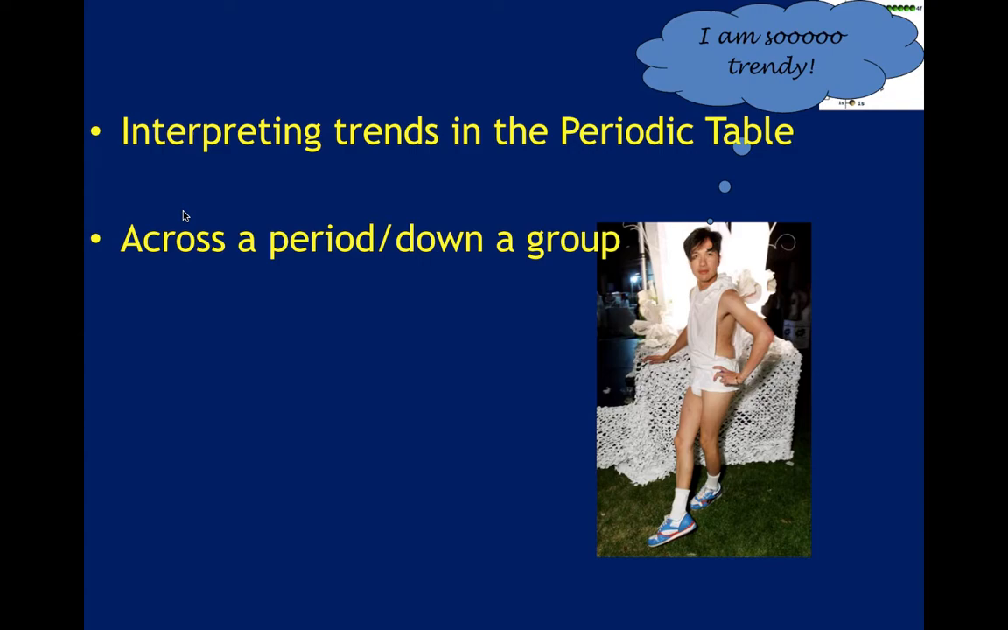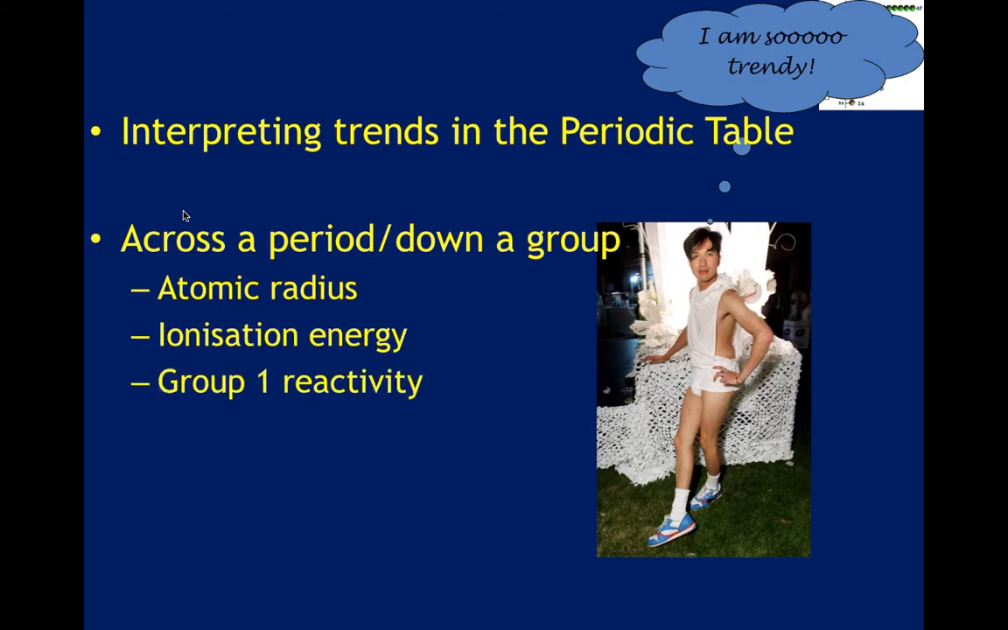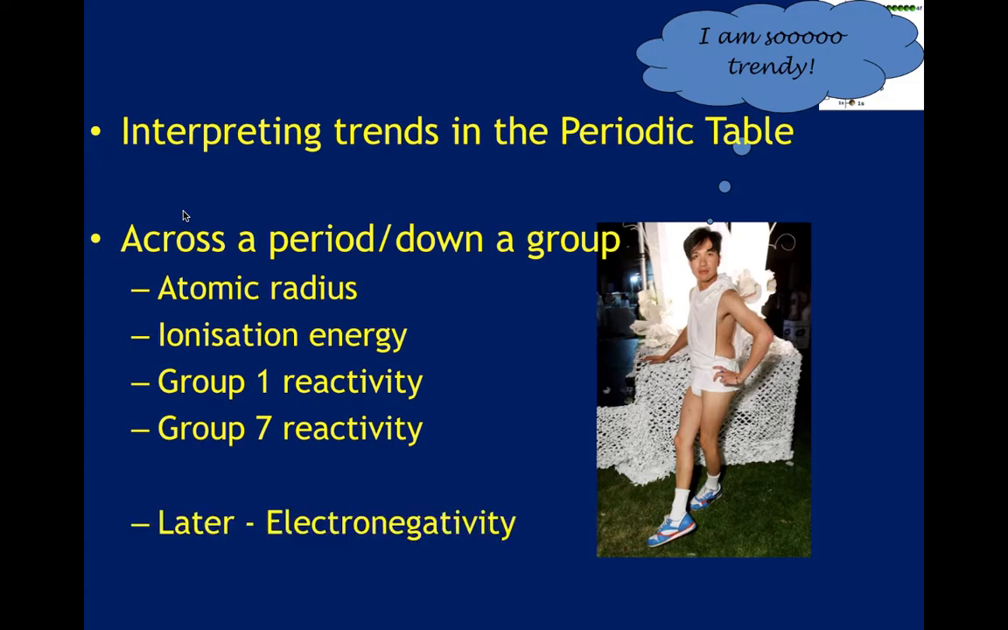So for each of these trends we have to know what happens as we go across a period and down a group, and the ones that we're going to look at in this section at least are atomic radius, a thing called ionization energy, Group 1 reactivity, which we did ways back, and Group 7 reactivity. So we have to know what happens as you go down a group and the reasons for it, as well as what happens as we go across a period and the reasons for it. And when we go to the bonding topic, we will look at the trends in electronegativity.